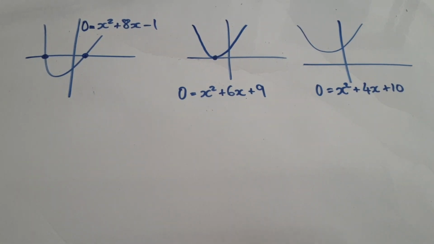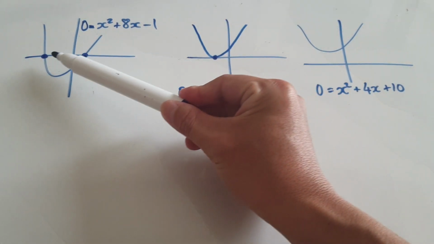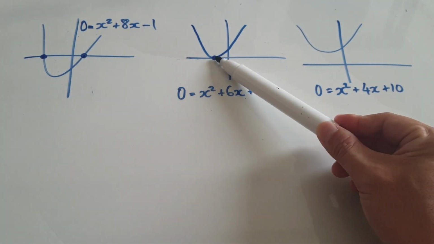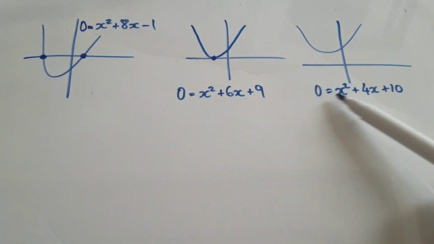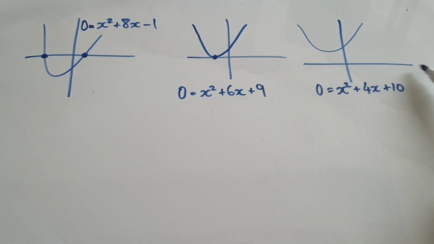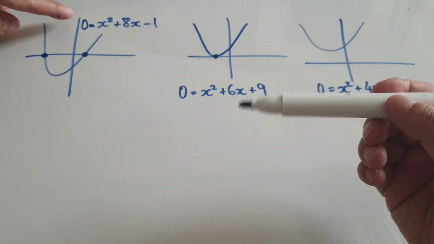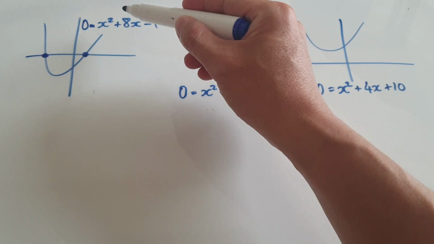Let me give you an illustration as to why sometimes a quadratic has two solutions, sometimes it's only one, and sometimes there's no solution when it equals 0. It doesn't cross the x-axis. So let's compute this. Complete the square.